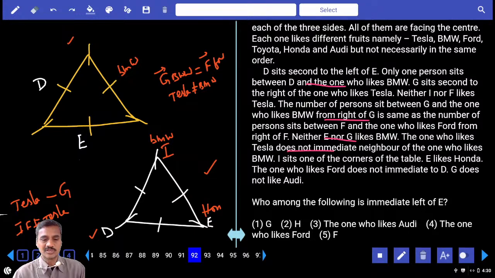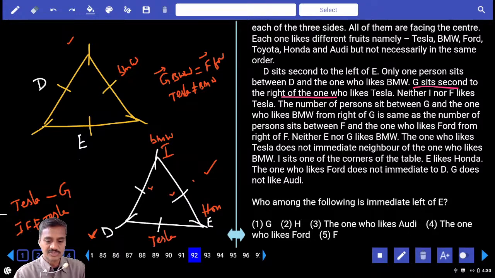Then G and Tesla we need to have exactly one. Tesla and BMW are not adjacent to each other, isn't it? Then G, hence where should this G be? Neither I nor F, G sits second to the right of the one who likes Tesla. Now Tesla cannot be adjacent to BMW. Hence D cannot be Tesla. Then what is the only possibility we have here? Tesla must be here.